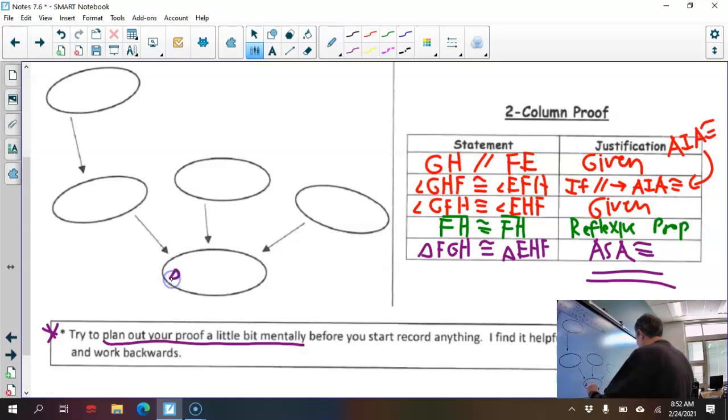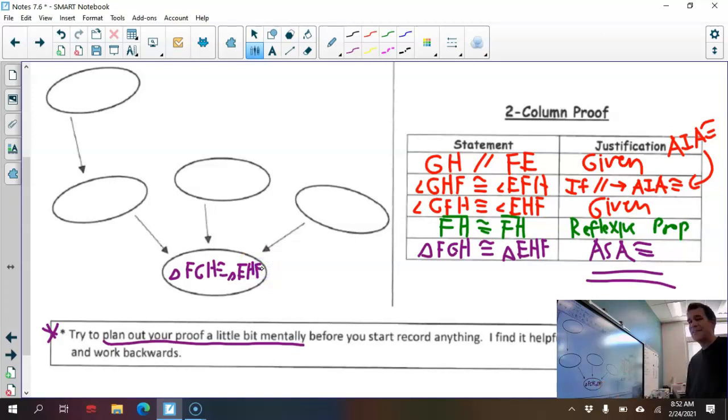So I know that this is going to be what I'm trying to prove, that triangle FGH is congruent to triangle EHF. So see how the statement goes in the circle. Now the question is, how am I going to prove that? So here's some more advice.